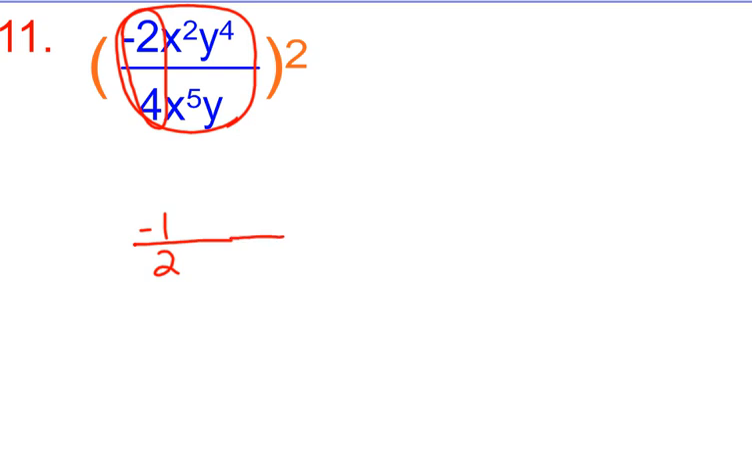Then I look at the x's. Bigger x, top or bottom? It's on the bottom. And I take 5 minus 2 to get x cubed in the denominator. Bigger y, top or bottom? It's in the numerator. And remember, there's a 1 on this y, so I'm going to take 4 minus 1 to get y cubed. You can leave your answer like this, but hopefully we realize we don't really need that negative 1 there. We can just write negative y cubed over 2x cubed. And that's my answer for the middle part.